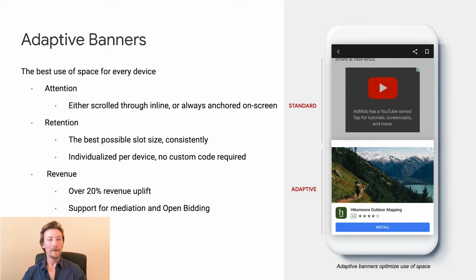So let's talk about the revenue piece. In our case studies, we've seen revenue uplift in excess of 20%. We're excited to publish these case studies soon, and we hope you'll give adaptive banners a try. And of course, as one of our goals is to maximize your revenue from any demand source, adaptive banners support mediation and open bidding.